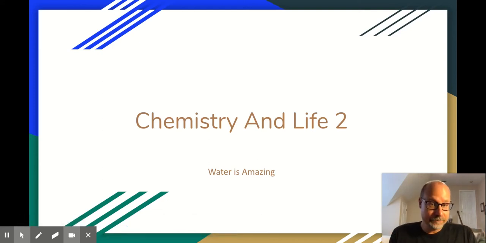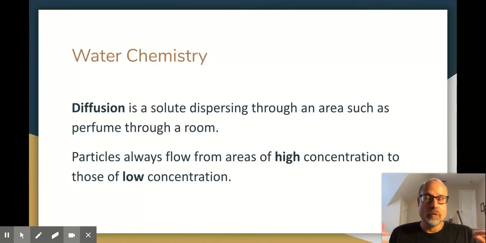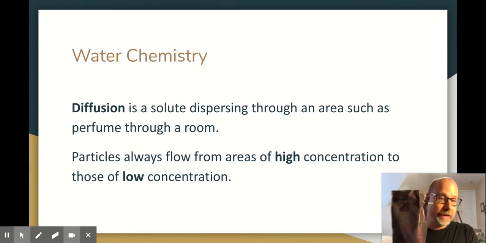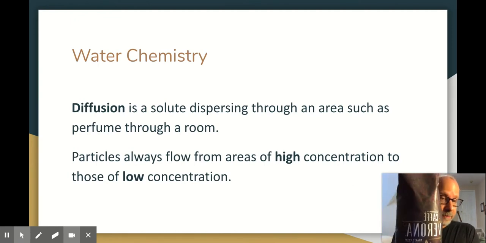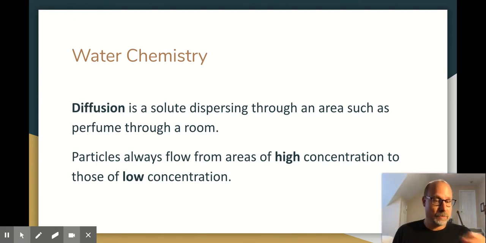We're going to continue on in this idea of chemistry and life, what goes on in chemistry. One of the things about chemistry is this idea of diffusion, the concept that a solute disperses through an area, like perfume through a room, or like what I have here, my handy dandy Cafe Verona coffee beans from Starbucks. Now, when I open this up, I can smell the coffee. It's a wonderful smell. It's a beautiful smell. The smell starts here, and it's right in front of me, and I smell it really strongly.